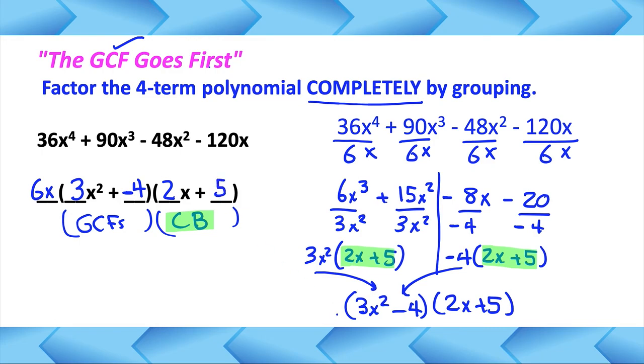All right, that's it, students. That's how you factor a four-term polynomial completely. Find the overall GCF, find the individual GCFs, group them, write the common binomial, and then you win.